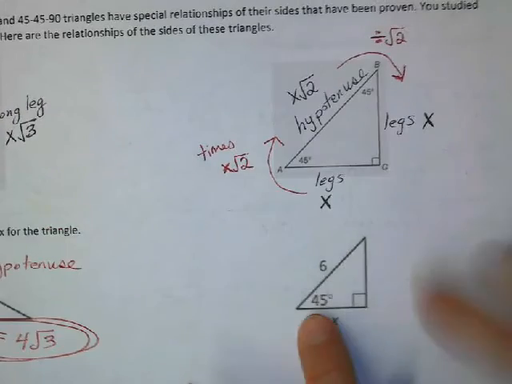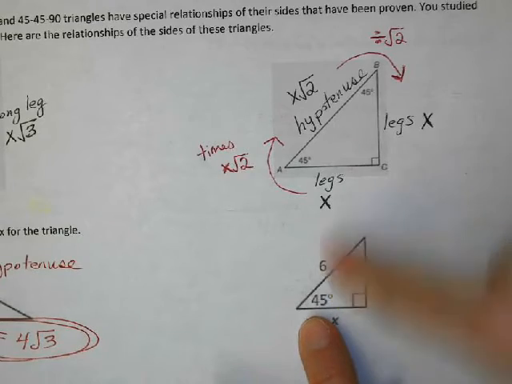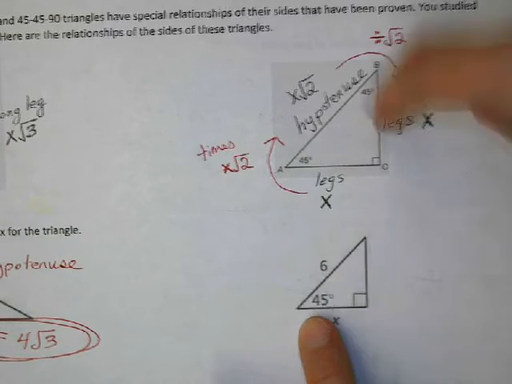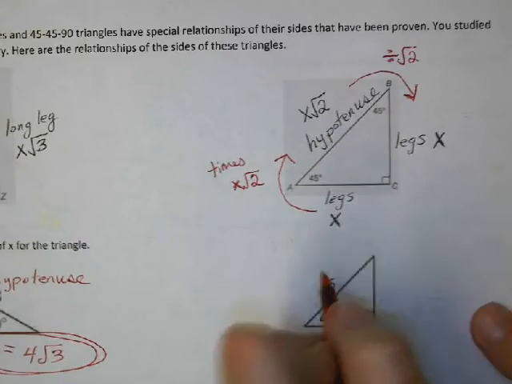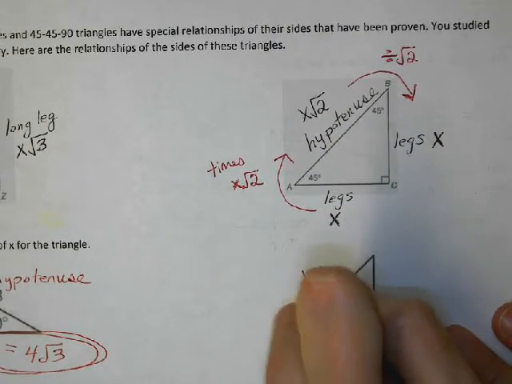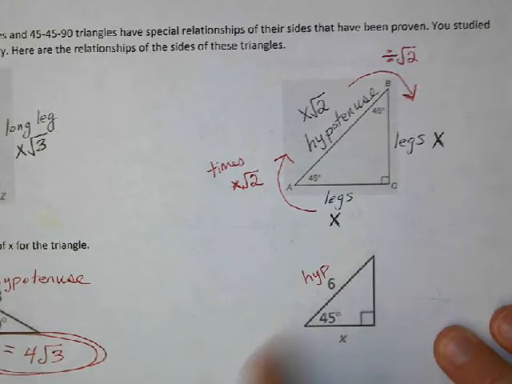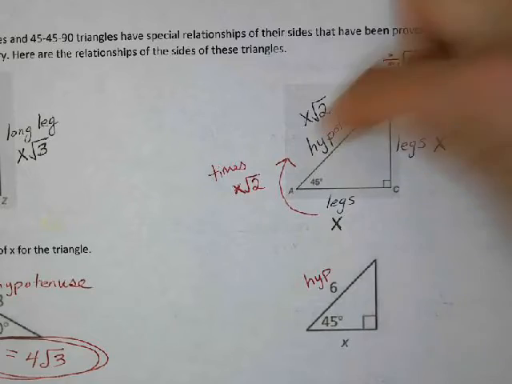Okay, so here's another one. This one's a 45, 45, 90. Because it says 45 in the corner, it has to go with this picture, something like this. So they gave me the 6. The 6 is the hypotenuse side, the long side. So how am I going to find a leg?